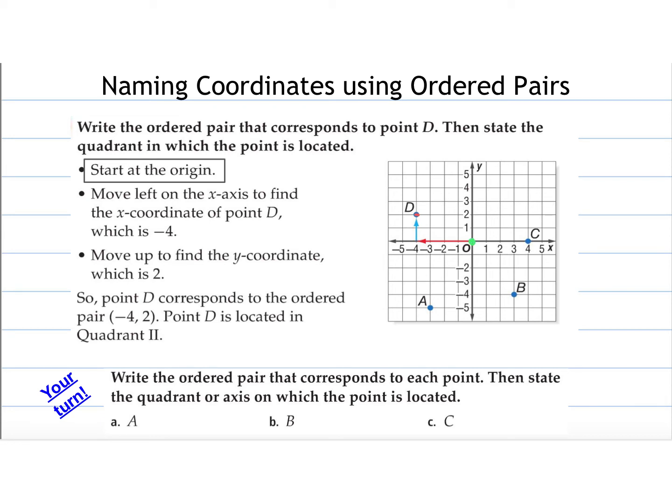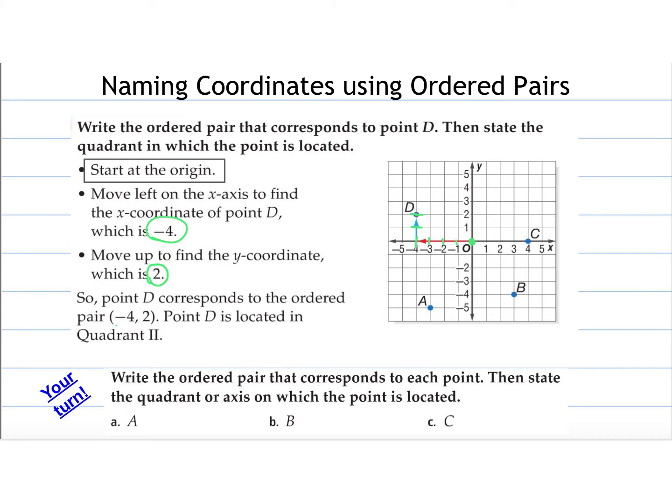And then we're going to start by going either to the left or to the right. In this case, we're going to the left. Looks like 1, 2, 3, 4 spots. So that means our x coordinate is going to be -4. From there, we would either move up or down, depending on if it's positive or negative. In this case, we are going up 1, 2. So that means our y coordinate is a +2.